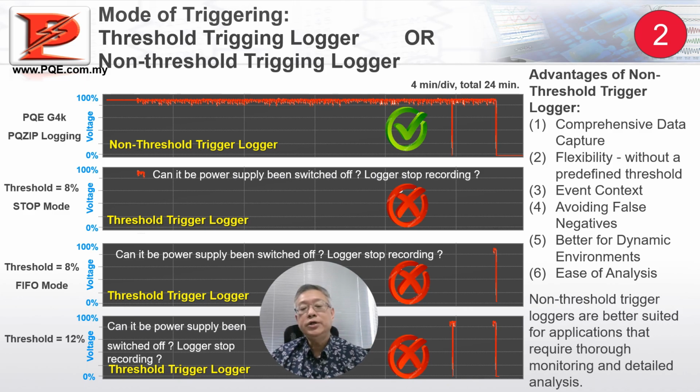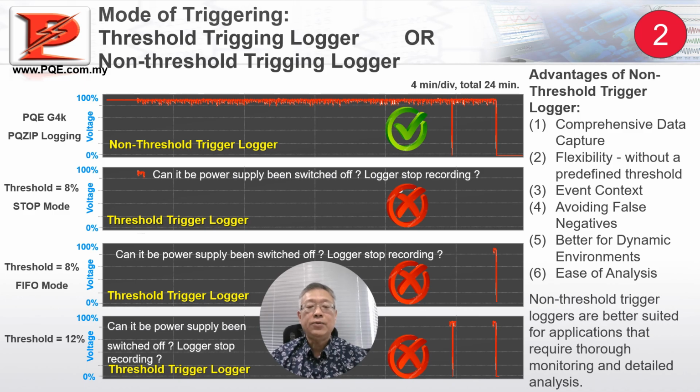So a threshold trigger logger is not really a good option. It has many challenges when you present the data, and you're going to have to answer a lot of questions from your management, which is difficult to answer.